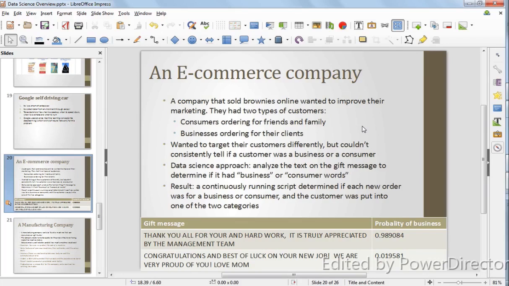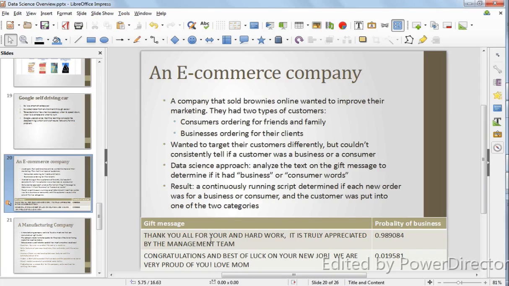So what they will do is they will collect the text data. The text data would be something like this: thank you for all your hard work, it is truly appreciated by the management team. This is clearly distinguishable from the second text, which is saying congratulations and best of luck on your new job. We are very proud of you and love, mom. So if you see some text like love mom, it is an indicator that it belongs to family and friends, and it does not belong to some company. Whereas in the first text, if you see, it is the management.